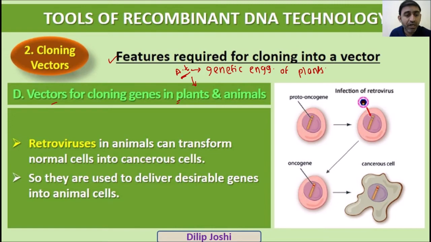And retrovirus in animals can transform a normal cell into a cancerous cell. So here the oncogene is given. Oncogenes. Remember, the doctor who specializes in cancer is called an oncologist. So oncogenes are cancer causing, and the things which cause cancer are called carcinogens. Carcinoma is cancer. That word comes from carcinos, meaning crab. So infection by a retrovirus will transform a normal cell into a cancerous cell. So retroviruses are used to deliver a desirable gene into an animal cell. Desirable genes means genes which have good characteristics, and they are going to be used here.